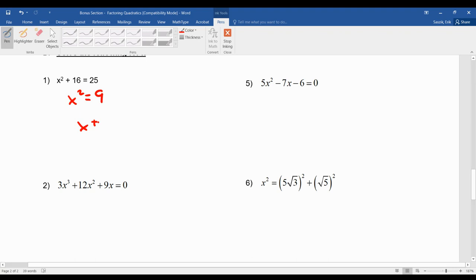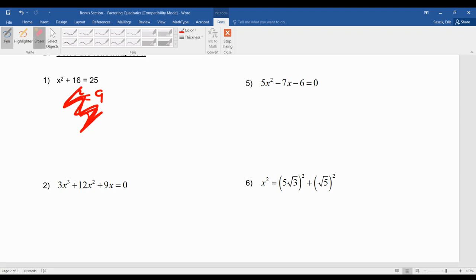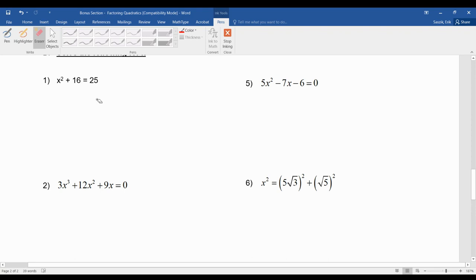Remember, when you solve this, you actually get... Okay, I got some weirdness going on. Let me see if I can get this thing working again the correct way. So we get x squared equals 9, and then we get x equals, remember, it's positive or negative 3. So you isolate x squared and then take the square root when there's no b term, okay?